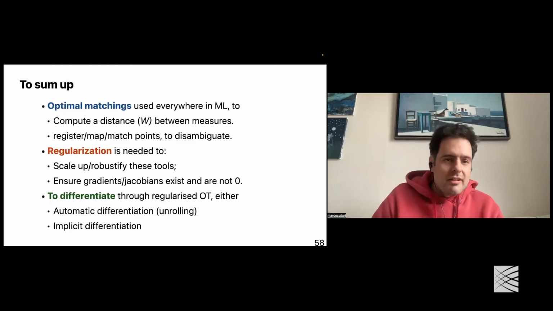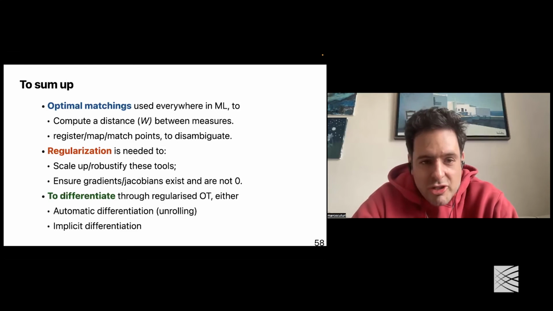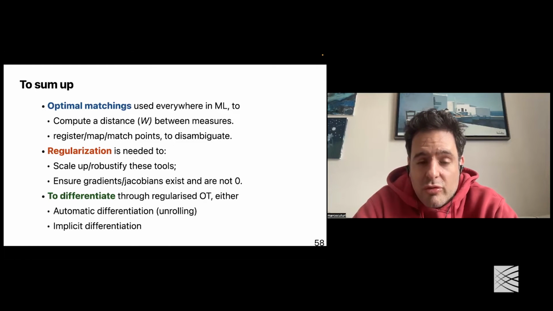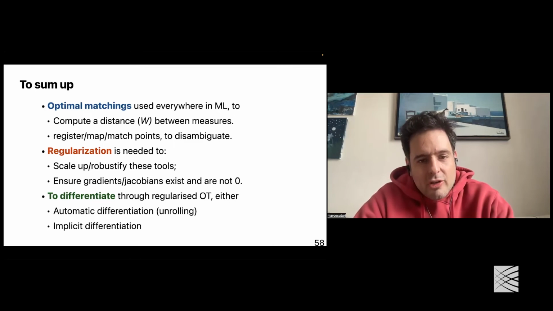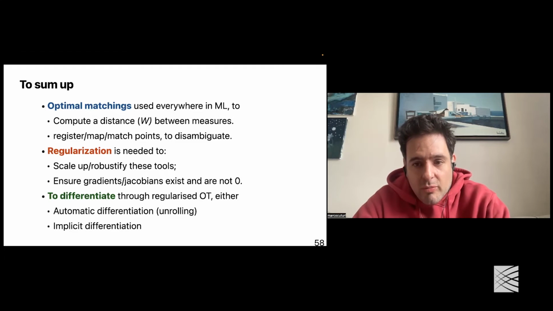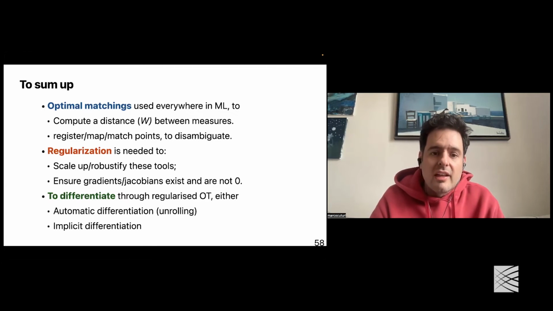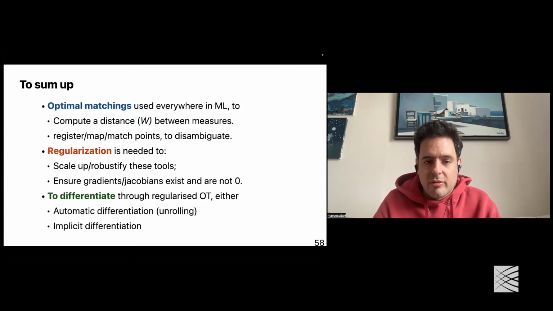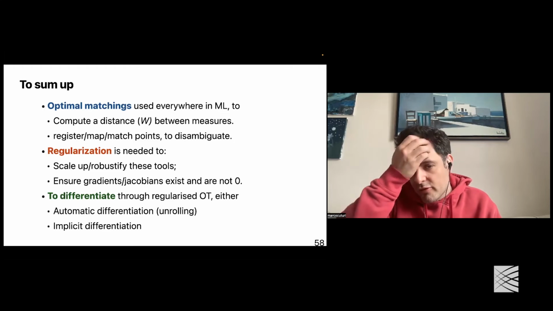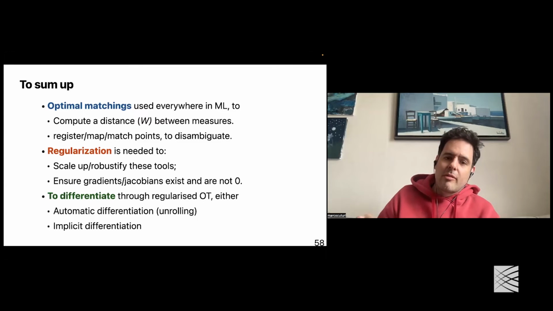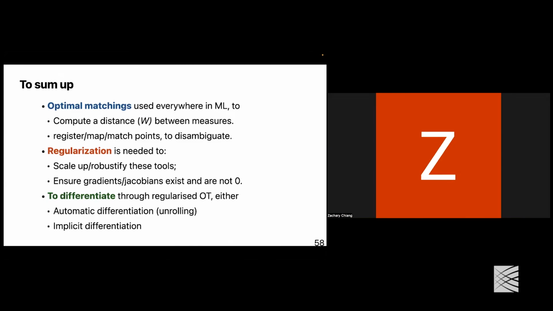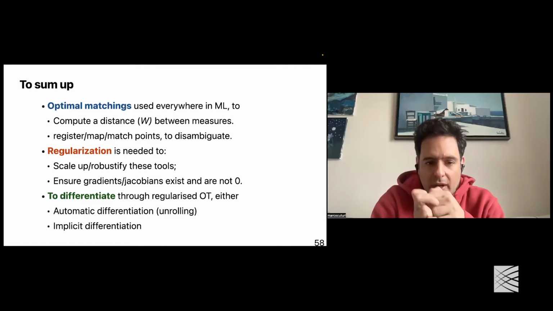So to sum up, optimal matchings are used everywhere in machine learning. They're used both to compute distances, but also to do this registration, which is the sigma star that I was alluding to. To make this work, we really need regularization, because this is the only way to both make sense statistically and also to scale up computations. So I've proposed a few regularizations. The first was this entropic regularization, then regularizing for marginal deviations, and then the other approach is this different set of constraints for low ranks.